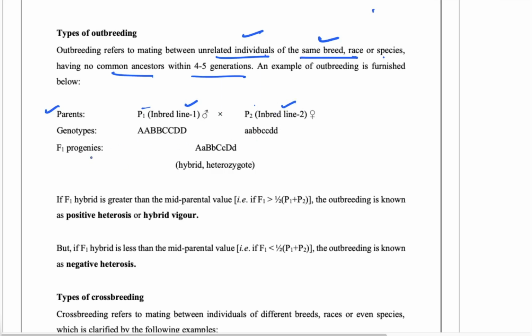This is the genotype. You will get the F1 progeny. F1 progeny is going to be the hybrid, heterozygous. If you see over there, you have all dominant genes. Here you have all recessive ones. You have the hybrid. This is your F1 progeny.